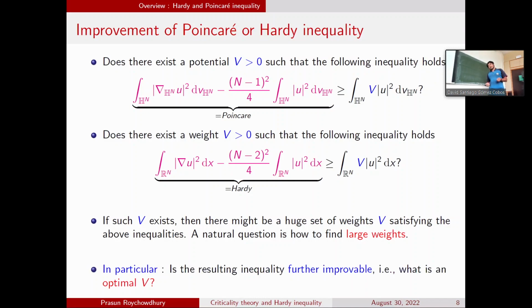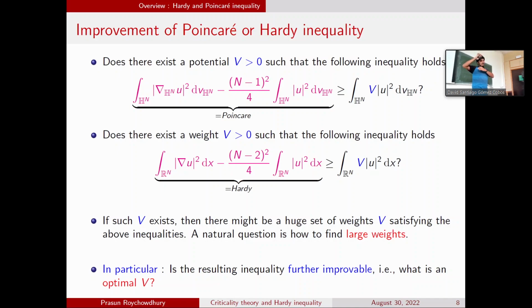And again, suppose we have some V, then just insert that V into the left hand side of this inequality and ask the same question: is it possible to do the same thing again? Is the inequality further improvable or not? Of course, if it is possible to add this kind of weight, then the question is whether it is the optimal one. So we need to phrase this phenomenon in a well-defined way. That is why criticality theory comes into the picture, and something we will call the optimal weight. And that might not be the Hardy weight.